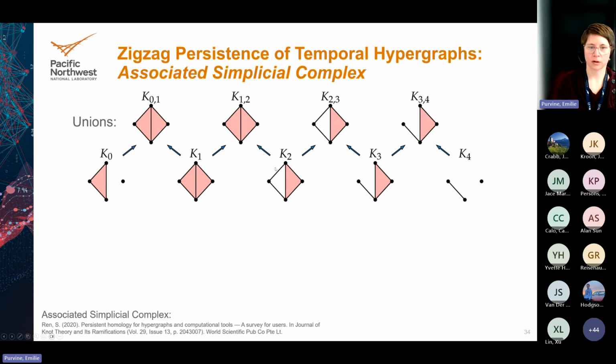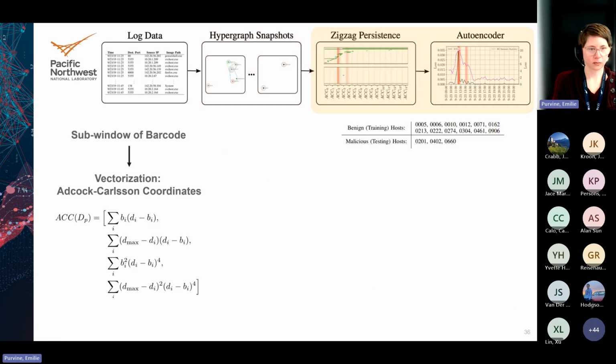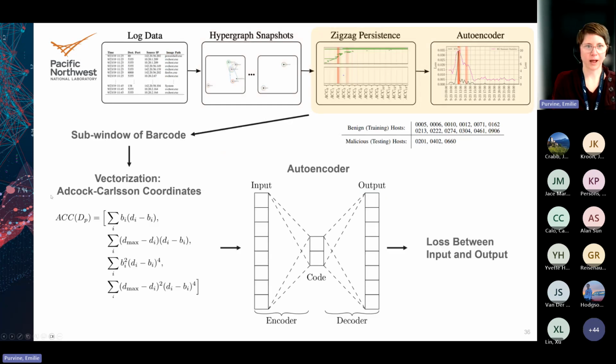This loop is born here at K2 and it dies at K3. It's lost. It's not that it's filled in. It's just no longer there. And so we can get a similar shape fingerprint in this zigzag context to say when different components and loops are present. And so I'll walk through and just mention that we applied this to the OPTC data.